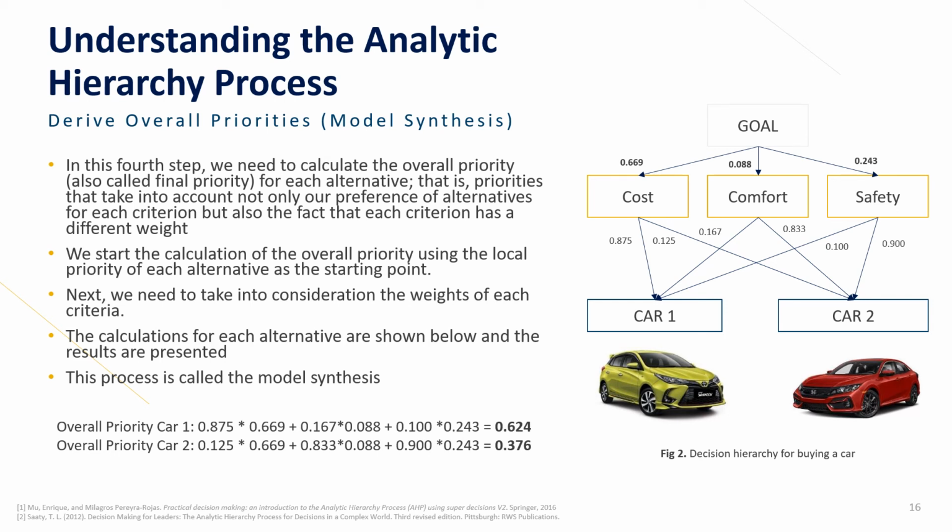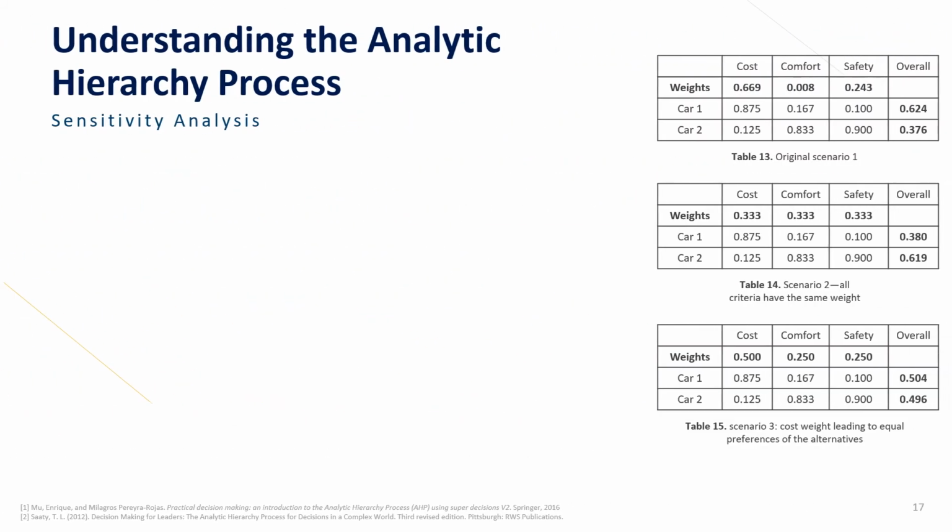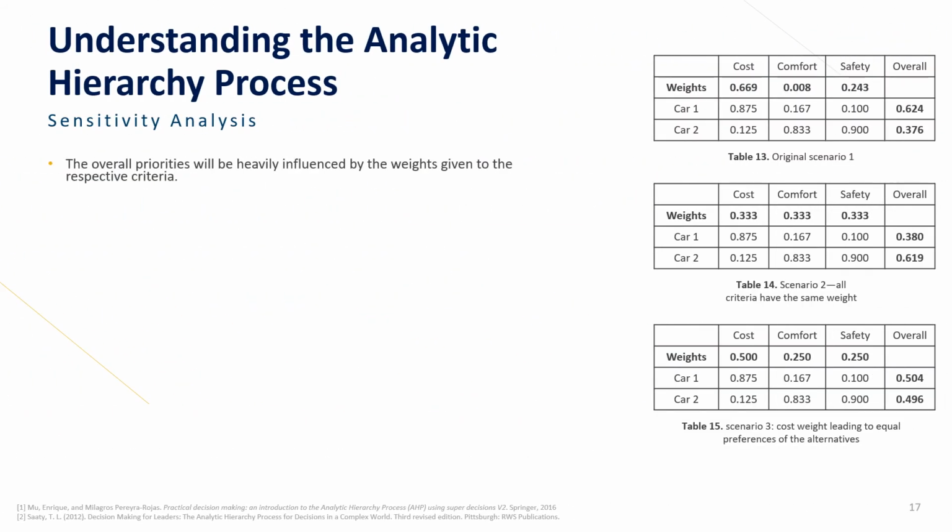Based on the previous judgments, car 1 is more preferable, with the overall priority of 0.624 based on this experiment. Okay, the last step before making the final decision is that we can do the sensitivity analysis on the result that we already have. So why is it important to do sensitivity analysis?